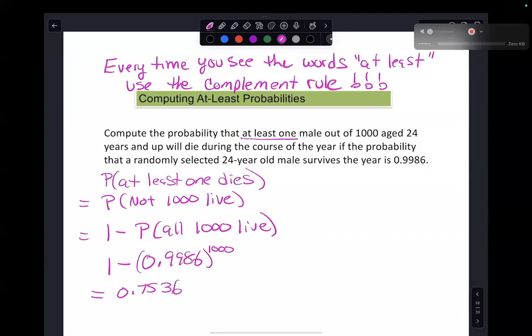Tell me if you got the same number as me. Okay, good. So there's a 75% chance that at least one of these 1,000 men is going to die within the next year. I know this is really morbid, but most of what stats are used for in the corporate world is insurance, and a lot of it has to do with calculating risk, which is what actuaries do. They make good money. I actually considered becoming an actuary because they make really good money.